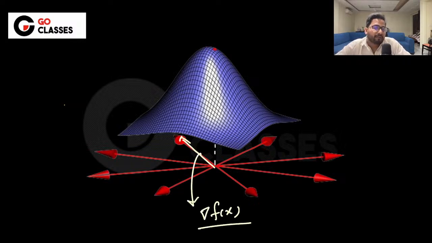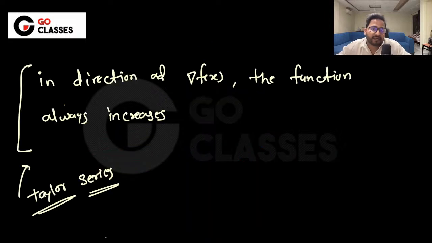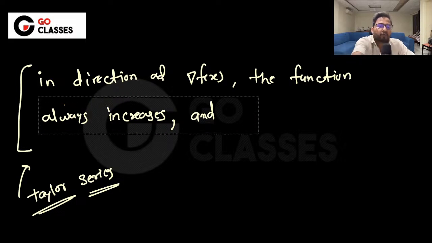Whatever is the grad f(x), it will give you the direction where the function increases the most, in the sense that there could be a direction like this where the function is still increasing, but in this direction it will increase the most. So basically grad f(x) is the direction in which the function always increases, and increases the most. Or in just one line, you can say the function increases the most.